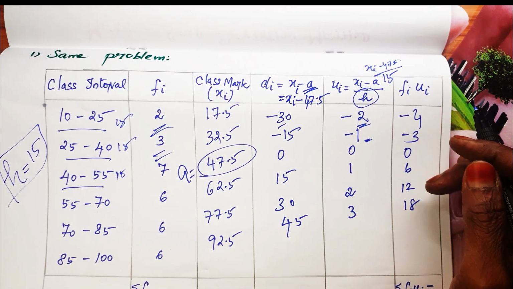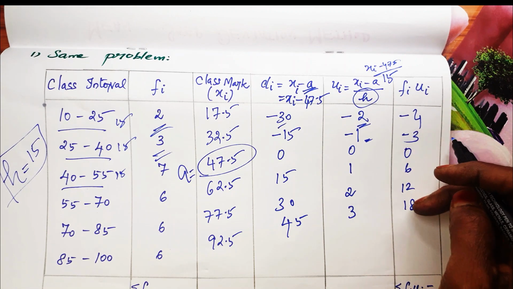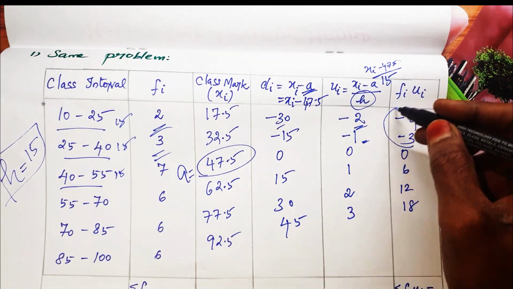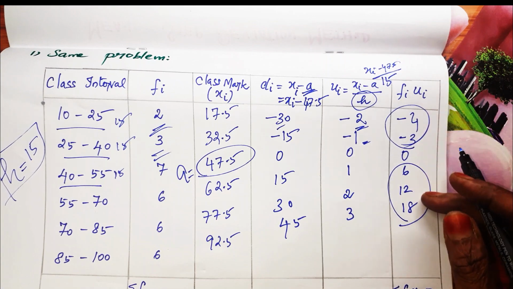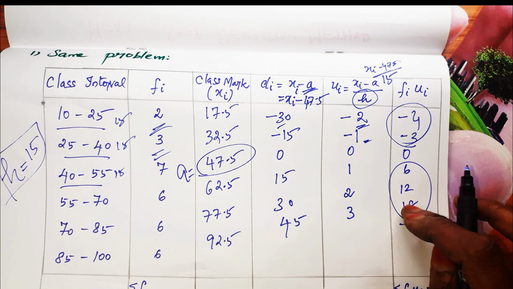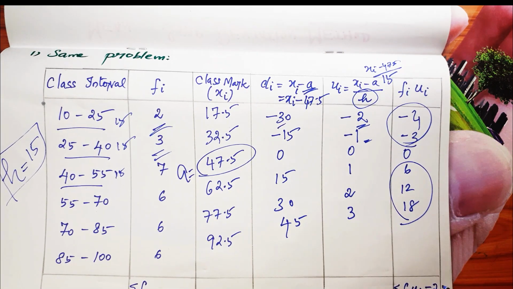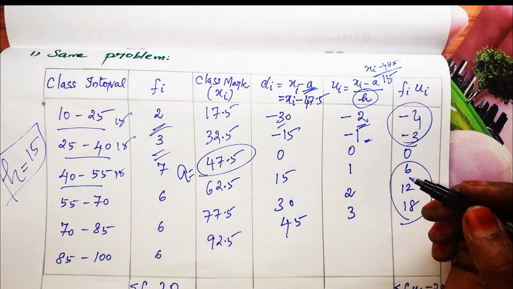So we got the last column values: minus 4, minus 3, 0, 6, 12, 18. Now adding these values is quite easy because we have 2 negative values and 3 positive values. Add these 2 separately, these 3 separately. After that, this minus this. So the addition we are getting here is 29 and summation Fi is 30.